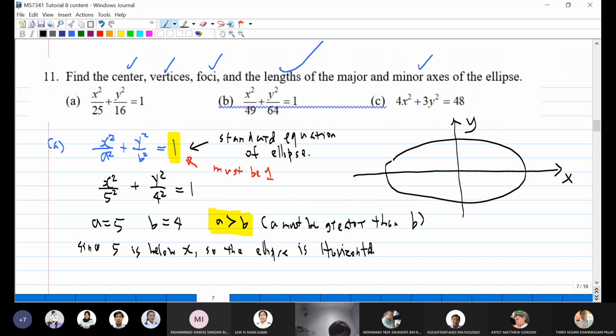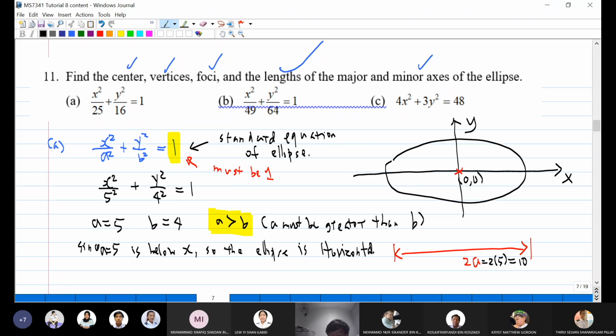So a equal to 5. Since a equal to 5, which is below the x here, what does it mean? For ellipse here, the long side, this distance, is always 2a. The center for ellipse is always 0, 0. Yes, the center is always 0, 0. So 2a is 2 times 5, which is 10.